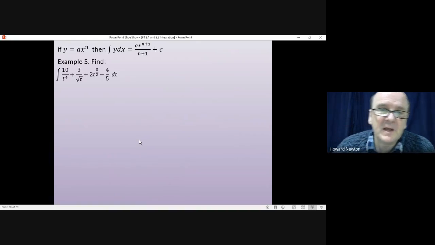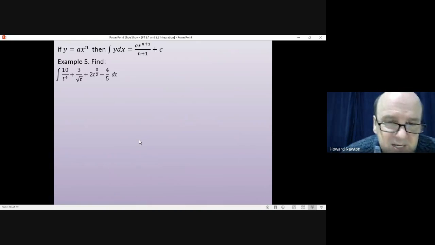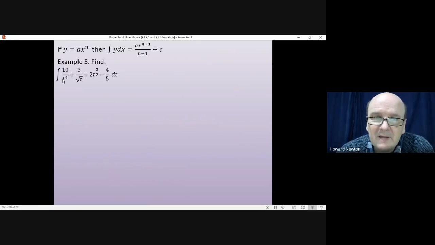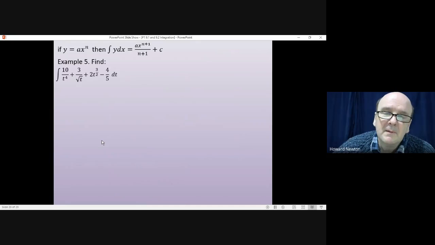Okay, example 5. They've changed the letter to t, and we're integrating with respect to t, but the method is exactly the same. Again, you'll have to do a little bit of work at the beginning to change all of the terms into the standard form, some number times by t to some power. Okay, pause the video, have a go, come back to me when you're ready. Okay, let's have a look at this.